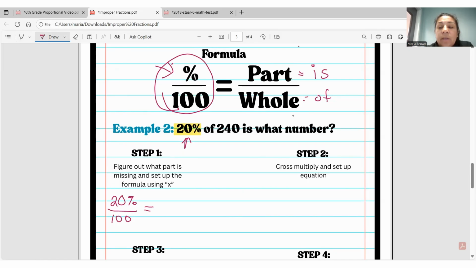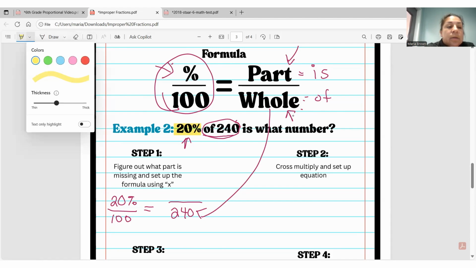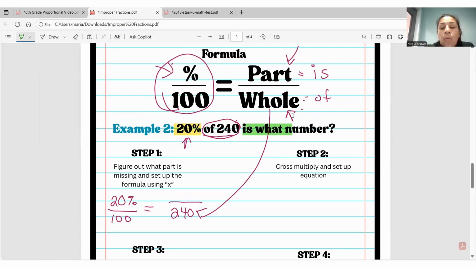So obviously, we're going to be missing the part or we're going to be missing the whole. Now, if you look at your keywording, we have of 240. I know that of is a keyword of whole. Okay, so I'm going to put it down here. Plug in my whole. Okay, and then it says is what number?